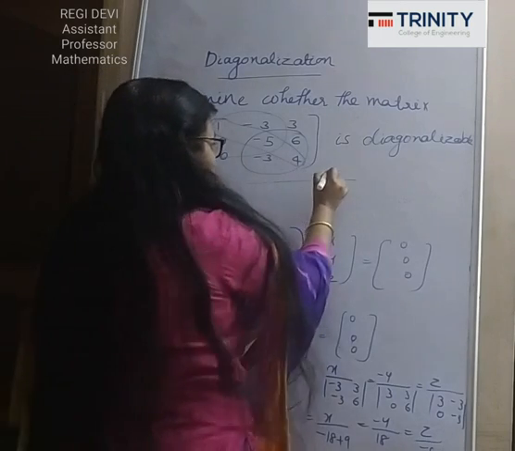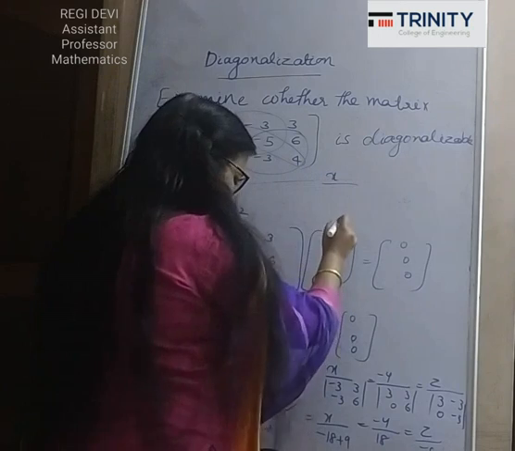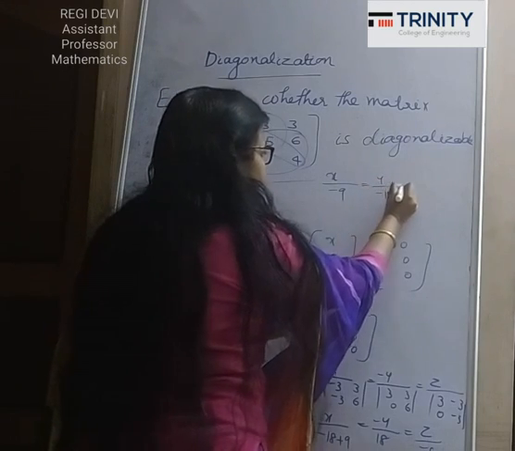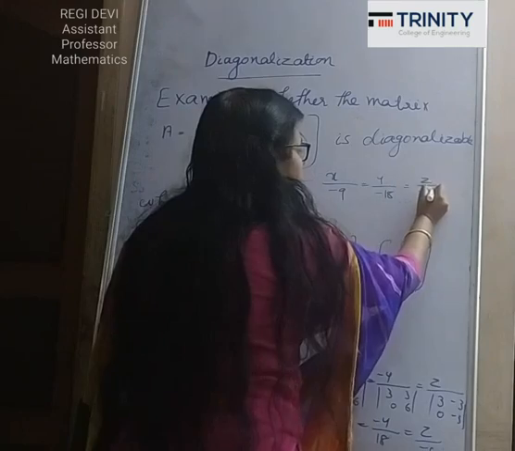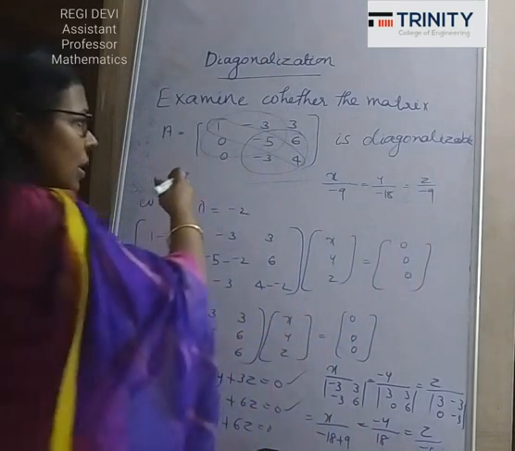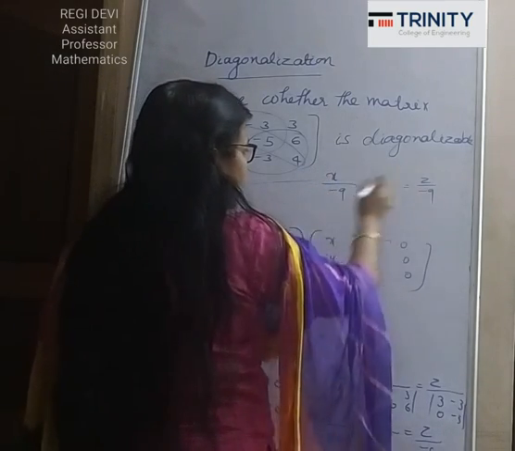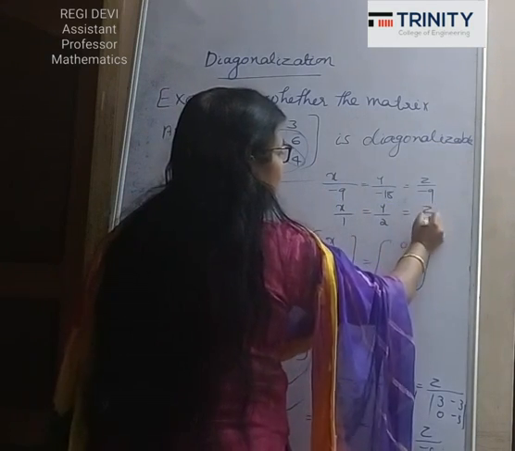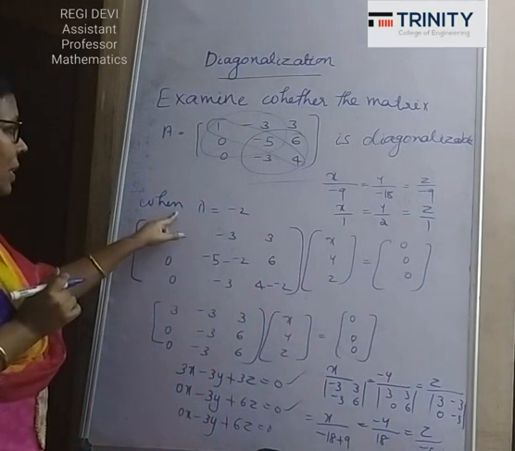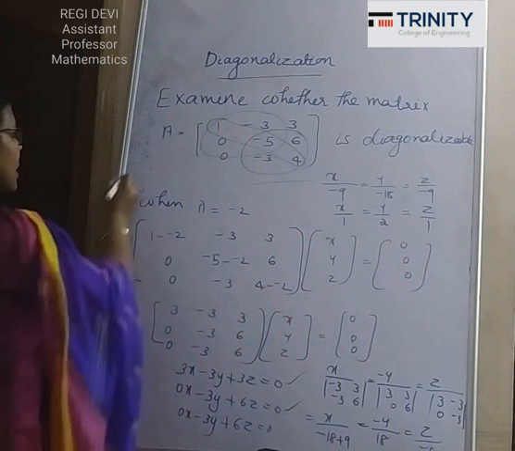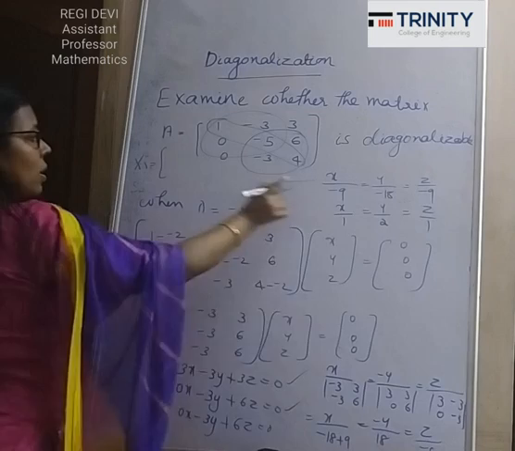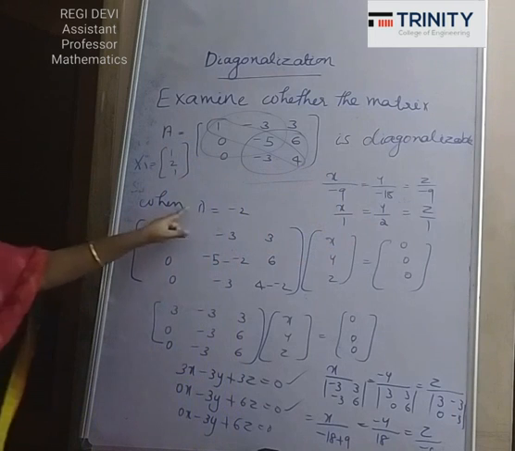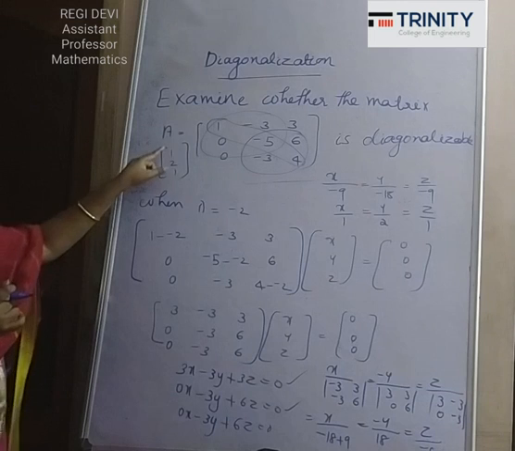That is, we get x by minus 9 equal to y by minus 18 equal to z by minus 9. Dividing by minus 9 throughout, we get x by 1, y by 2, z by 1. That is, the eigenvector corresponding to lambda equal to minus 2 is x1 equal to 1, 2, 1.